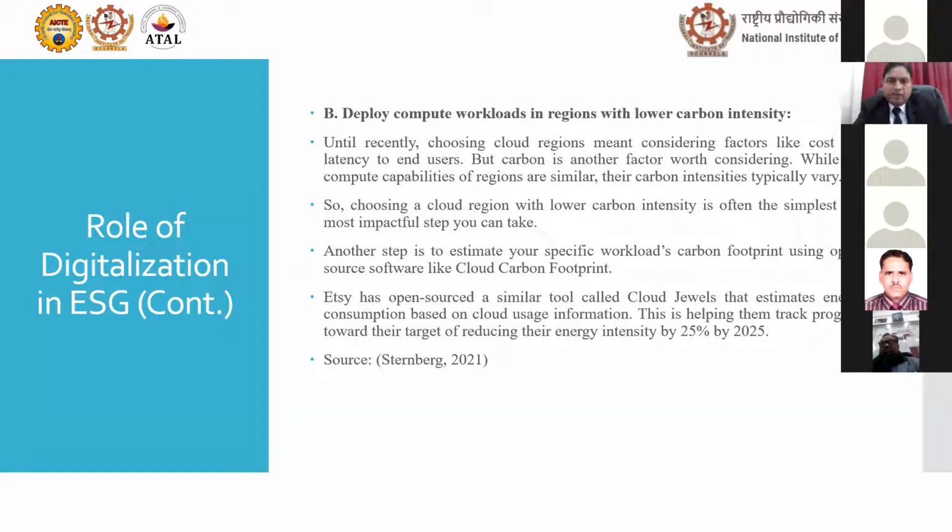And another step is to estimate your specific workload's carbon footprint using open source software like Cloud Carbon Footprint. So you can estimate what is the carbon footprint of my compute workload. Then Etsy has an open source similar tool called Cloud Jewels that estimates energy consumption based on cloud usage information. This is helping them to track the progress towards their target of reducing energy intensity by 25% by 2025. So remember, these Cloud Carbon Footprint or Cloud Jewels technologies are basically helping them. Previously, people did not know actually what their carbon footprint was. Now they are estimating on a real level, and that is why they have the target to reduce it by 25%. So that is basically the role of technology.